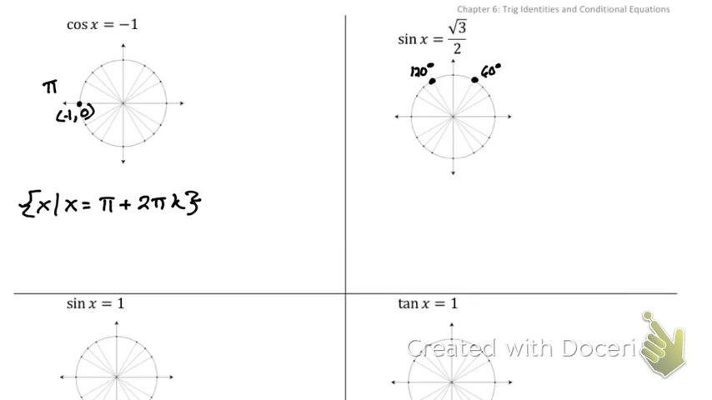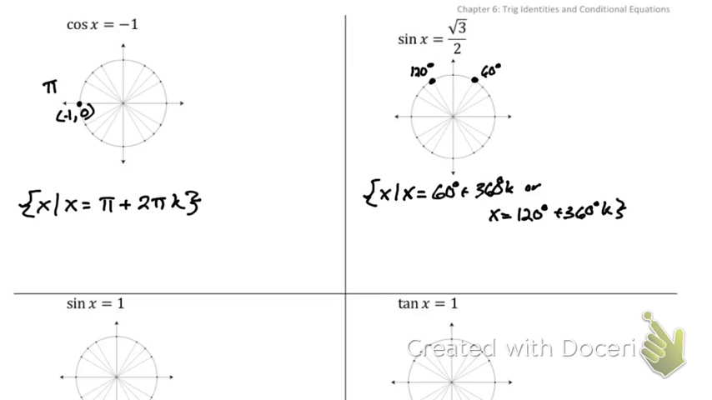So we're just going to have one long statement. We're going to have x such that x equals 60 degrees plus 360k, or x equals 120 plus 360 degrees times k. And it doesn't matter which order you put these in. Just pick an order. You could put x equals 120 plus 360k first, or you could put the 60 plus. I usually put the first angle first.